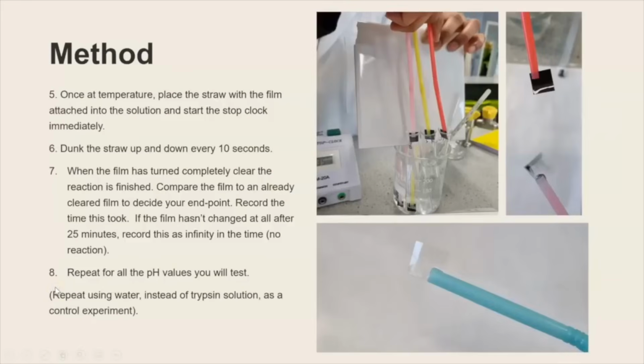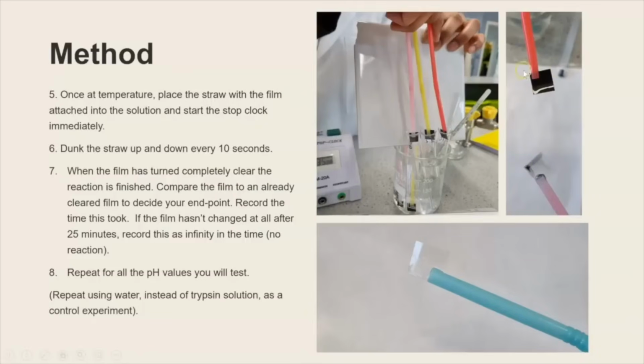So the next bit, once we've left it for 5 minutes and the solution is at temperature, we'll then place the straw which has the film attached into the test tube. And at that point exactly, you need to start the stop clock. We'll then dunk the straw in and out of the solution every 10 seconds. And when we're taking it out, we're checking to have a look at the film.